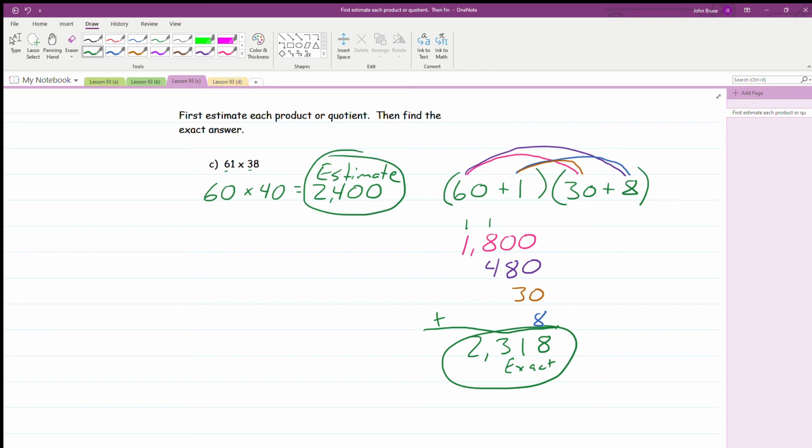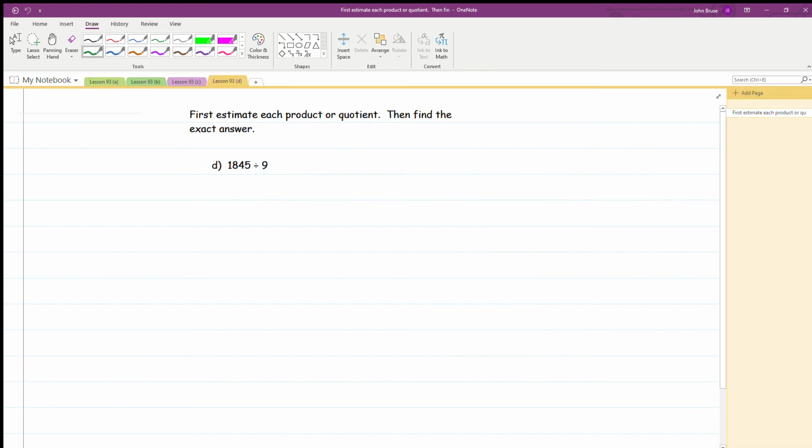Okay, and then we have one more, and this is our division problem. So we're going to round this. Now, normally I would round to the thousands, but I noticed that 18 is a multiple of 9. So I'm going to round this to the nearest hundred. So I'm going to make it 1800 divided by 9. Well, 9 goes into 18 2 times, and there's 2 zeros. So 200, and I can check this. 200 times 9 is 2 times 9 is 18 with 2 zeros. So those match. So that's a check. So that's going to be our estimate.